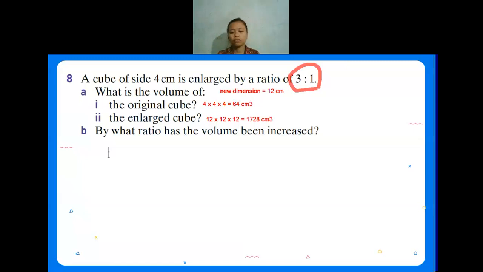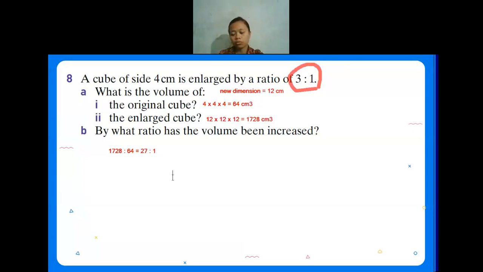You can ask your calculator. The calculator will simplify it for you. 1728 and 64, so you divide them. 27. Yeah, so 27 to 1 for the ratio. Thank you, Jovan. Is there anyone else having any question? No question? Are you done copying the answer before I move to question 9?